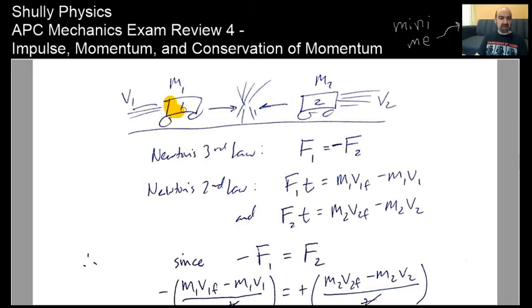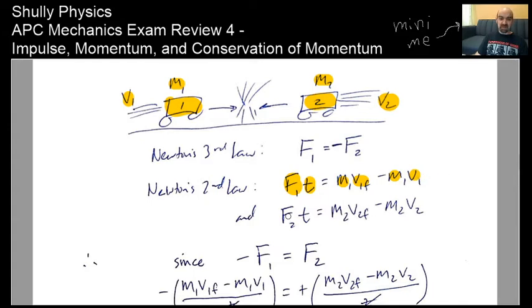Newton's third law. Let's say we've got one object coming towards another object. They're going to collide. The first object has mass m1 and a starting velocity v1. The second object has mass m2 and starting velocity v2. So what would Newton's second law say? Well, Newton's second law in terms of impulse would say force 1 times the impact time is equal to m1 v1 final minus m1 v1 initial. So that's the change in momentum there.